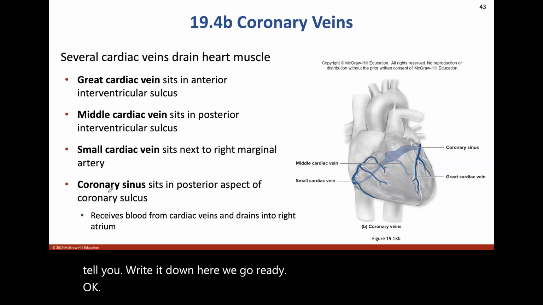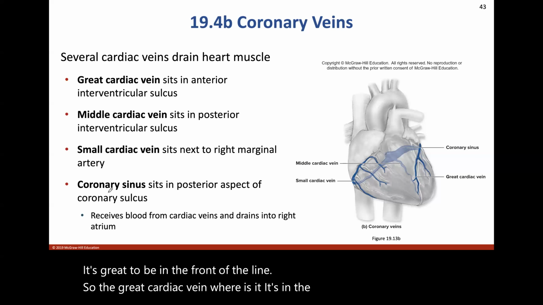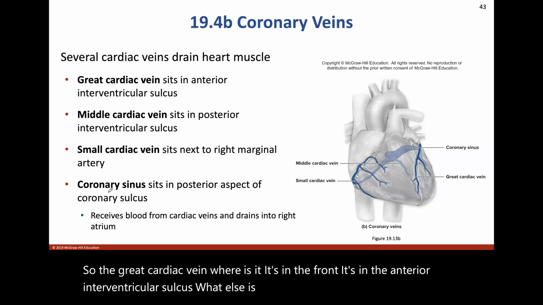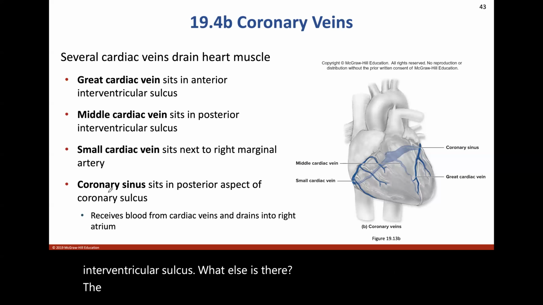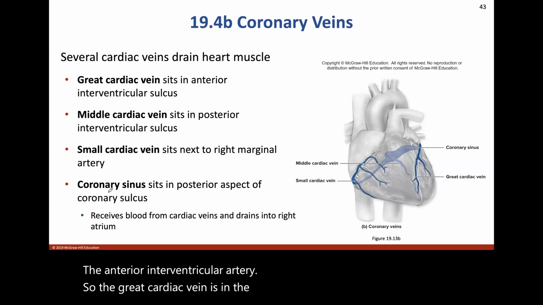It's great to be in the front of the line. So the great cardiac vein, where is it? It's in the front. It's in the anterior interventricular sulcus. What else is there? The anterior interventricular artery. So the great cardiac vein is in the front, and it's great to be at the front of the line.